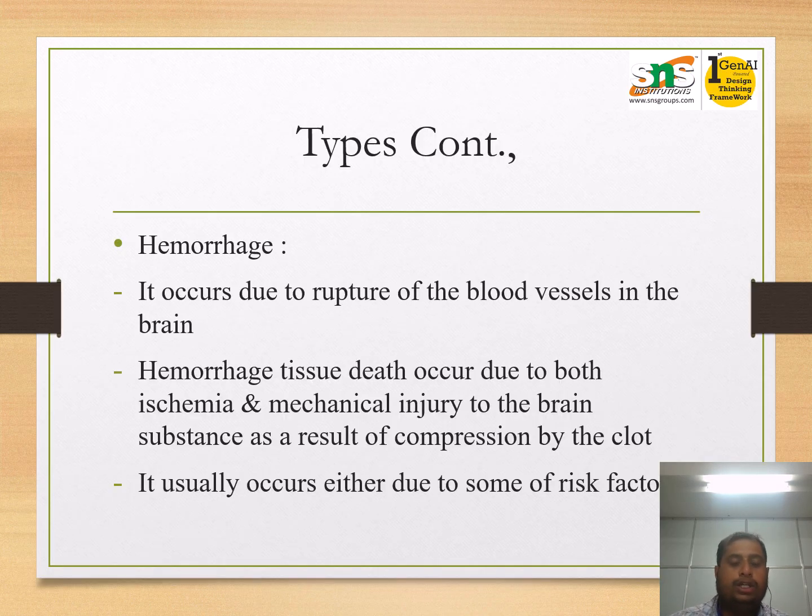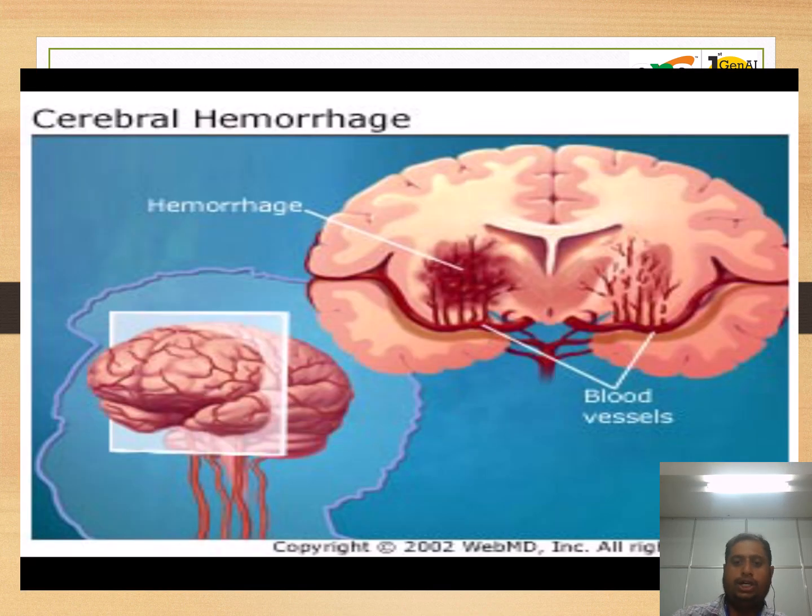Yes. Then the next type will be hemorrhage. If it occurs due to the rupture of a blood vessel in the brain, because of hypertension or any head injuries, it is called a hemorrhagic stroke. Hemorrhagic tissue damage occurs due to both ischemic and mechanical injury to the brain substance as a result of the condition. It usually occurs due to some of the risk factors, like we already mentioned.